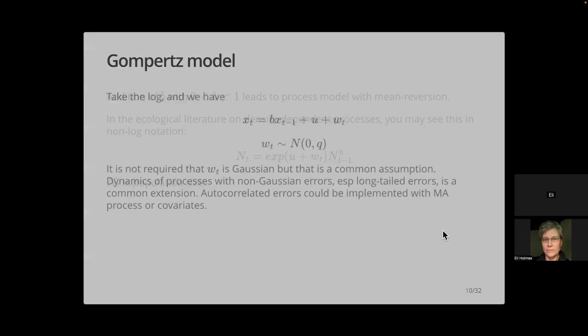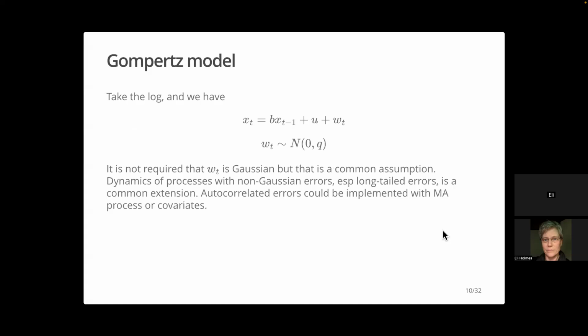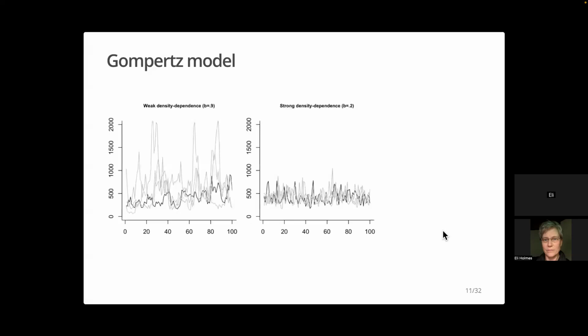Okay, Gompertz model. I'm not going to go into this. We're going to talk about this later. This has to do with how we model density dependence in this class. So we'll do it with this kind of simple version. Here we go. Yeah, so that model there can create things that look like this.